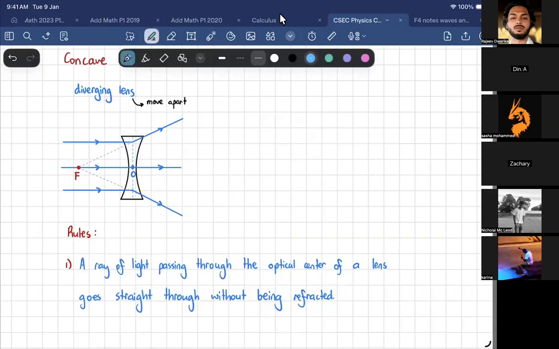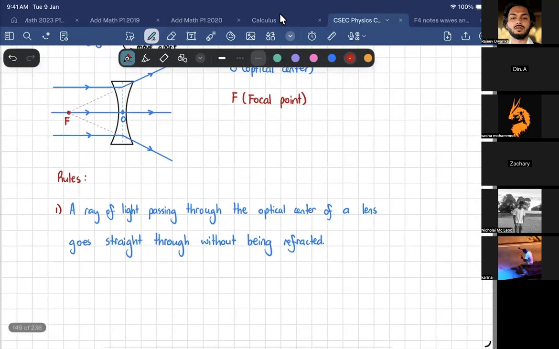Now, let me just label this thing quickly. So O, that is my optical center. And remind me, what does F stand for again? Focal point. Right. And that refers to the point by which all of the light rays converge to or diverge from. Focal point. So that's the first rule.